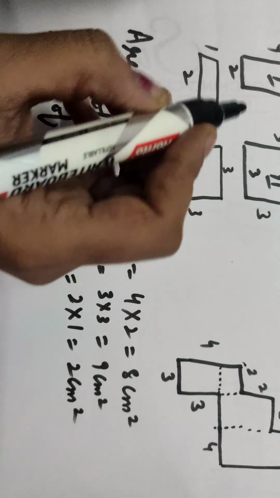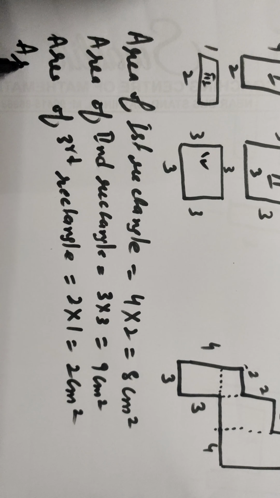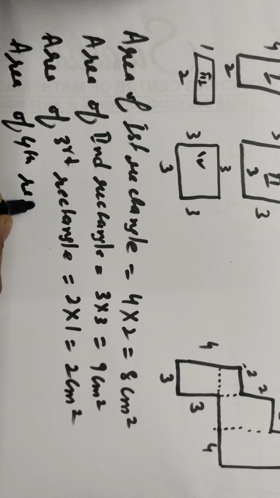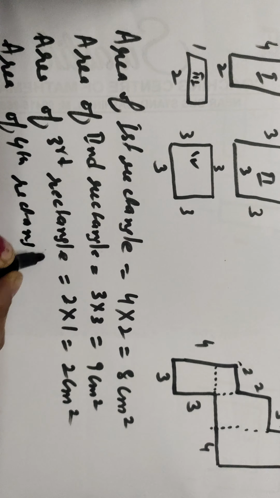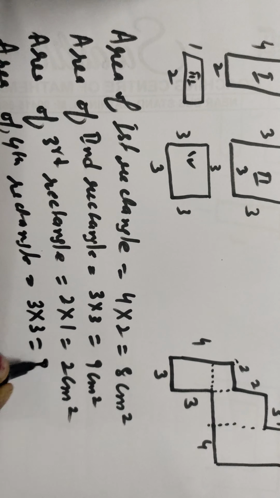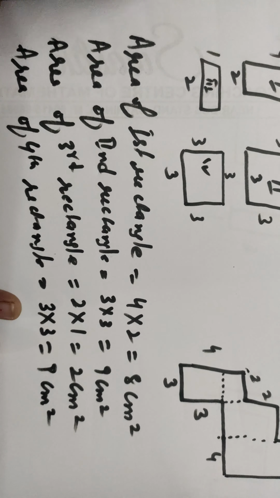In the next, fourth part, this is the third and this one is the fourth. Area of fourth rectangle, we are having 3 into 3 is equal to 9 centimeter square. Now these are the parts of the figure.